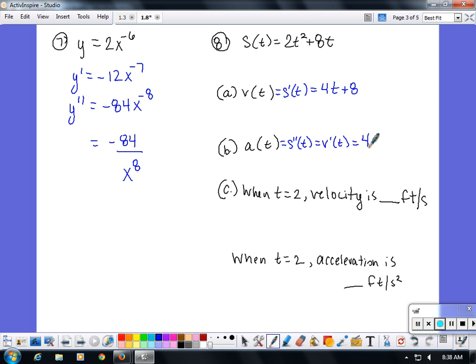And part C, when t equals 2, find the velocity. So we're plugging 2 into the velocity. So 4 times 2 plus 8, you get 8 plus 8, which is 16. And when t equals 2, what is the acceleration? So we're going to plug 2 in for the t, which there isn't a t. So your answer is simply 4.